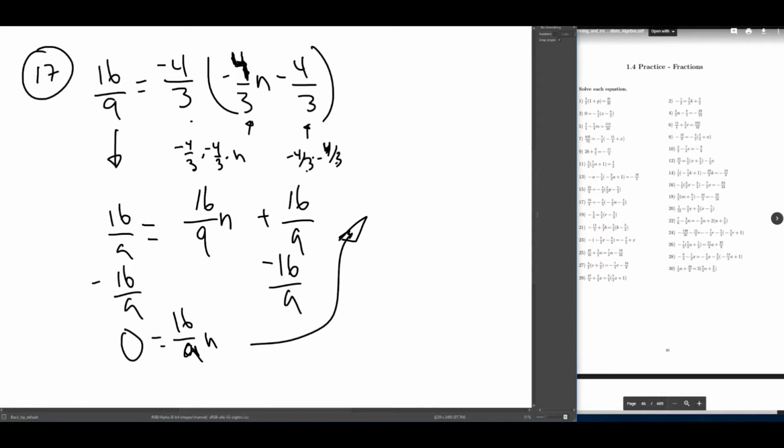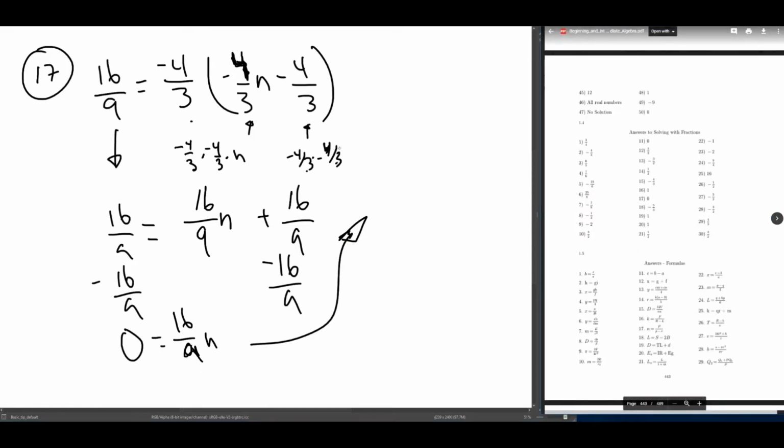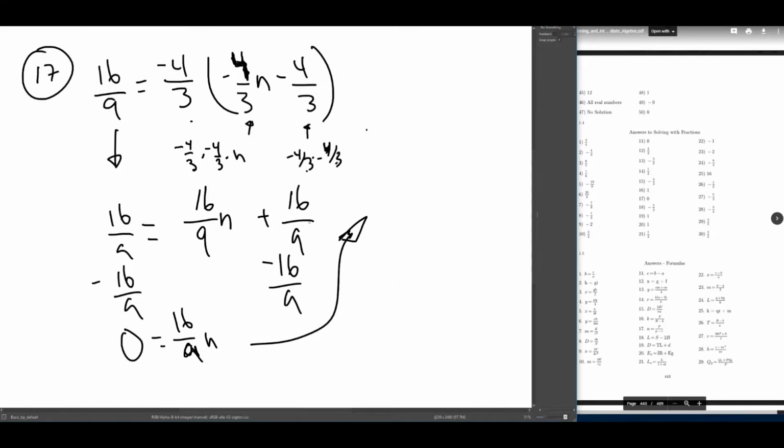How would you have done it the long way? Let's just do it there for the benefit of how we got there. So let's say we would have had, I'm going to start right here, 16 over 9 equals 16 over 9 plus, oh, here there's an n, 16 over 9 n plus 16 over 9. All right, so what would we have done here?